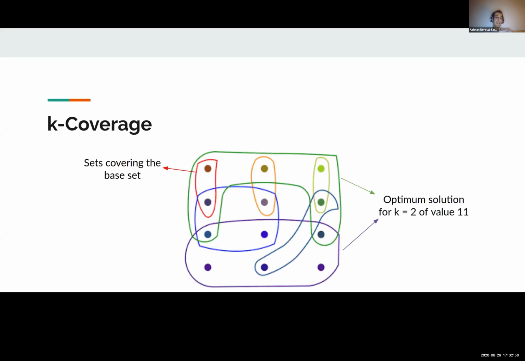So this is a generalization of the k coverage problem. In the k coverage problem, we have some sets from a ground set of elements, and we want to choose some of these sets that cover as much as possible. For example, in this example, if we choose the green set and the purple set, we cover 11 elements, which is the optimum for this case.